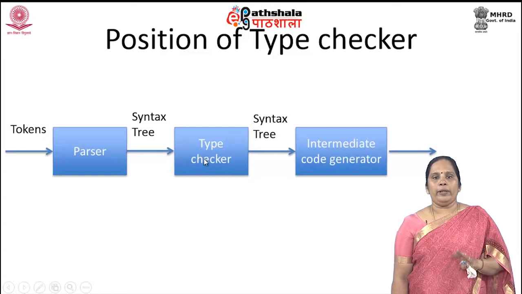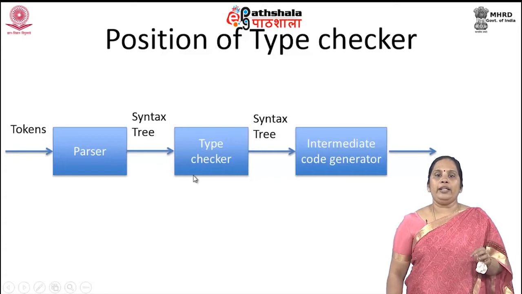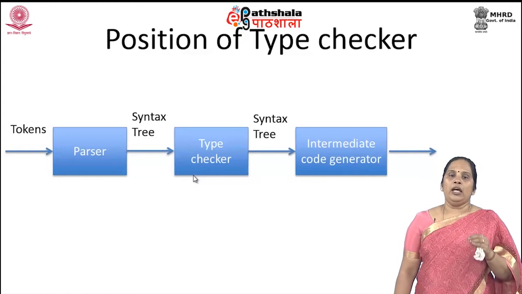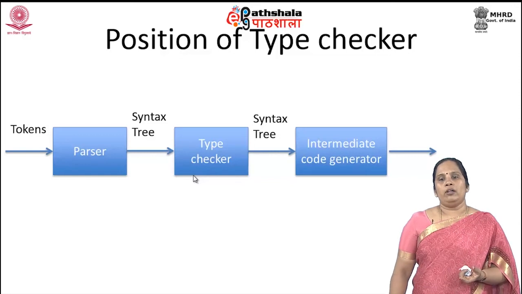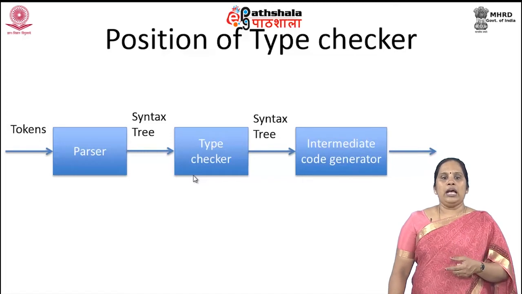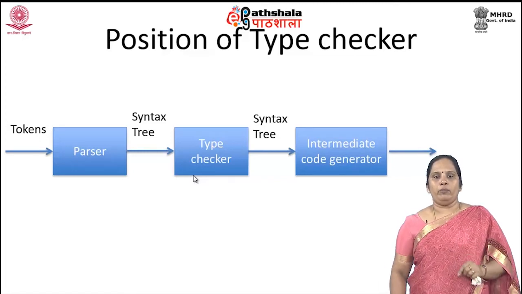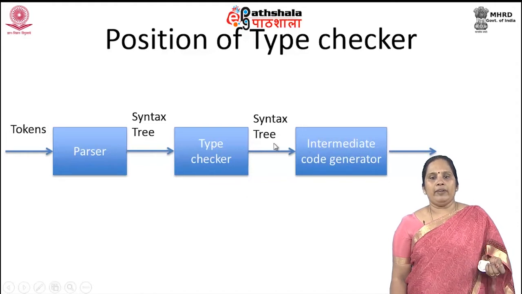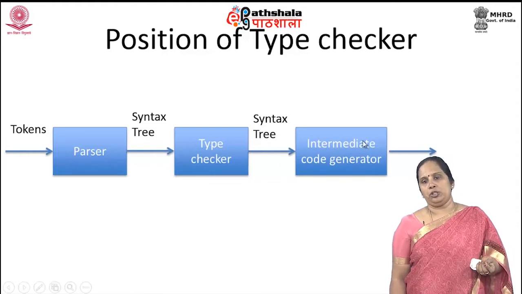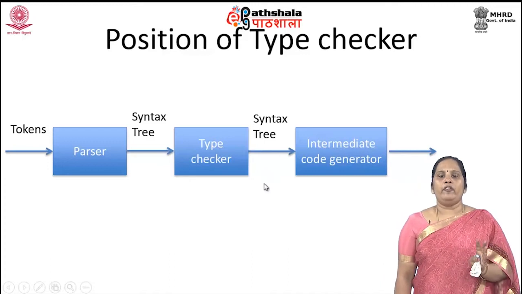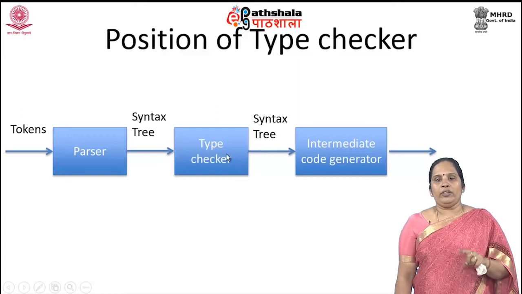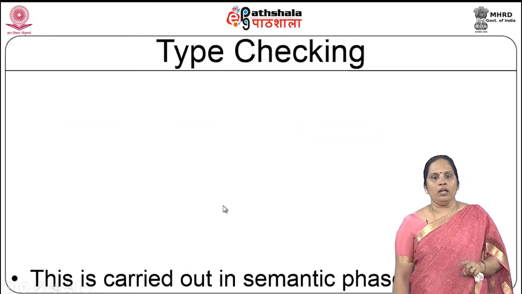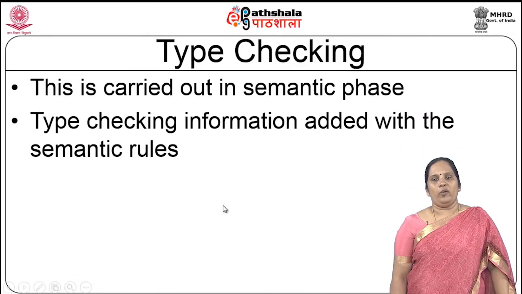This type checking will basically be done by adding semantic rules as part of the grammar corresponding to the programming construct. We already know what the grammar of a particular programming construct is. Based on that grammar we will write semantic rules, and those semantic rules will perform the job of type checking, and then that is given to the intermediate code generator. So it occurs just before the intermediate code generator, whose input also needs to be a syntax tree, and the output of the type checker is also going to be a syntax tree. As we know, this is carried out in the semantic phase.